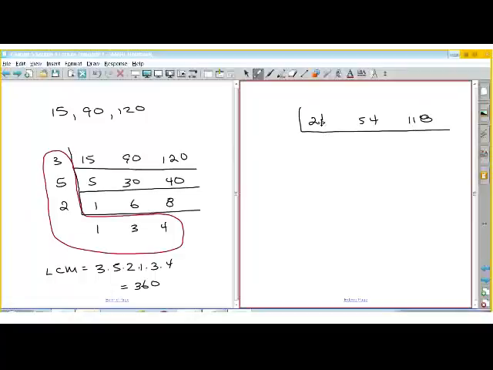Okay. So let's see what we can do here. Can we divide all of these by 3? The answer is no. We can't divide by 2 because one's odd. So can we divide them all by 3?